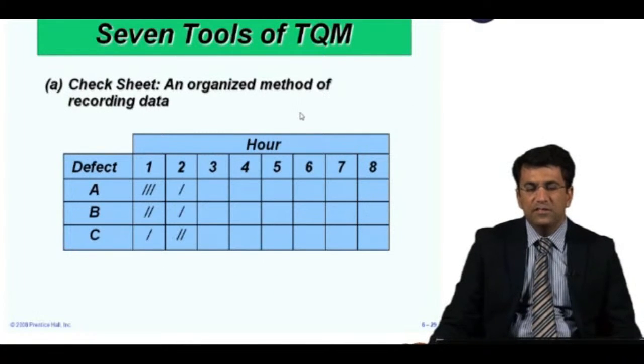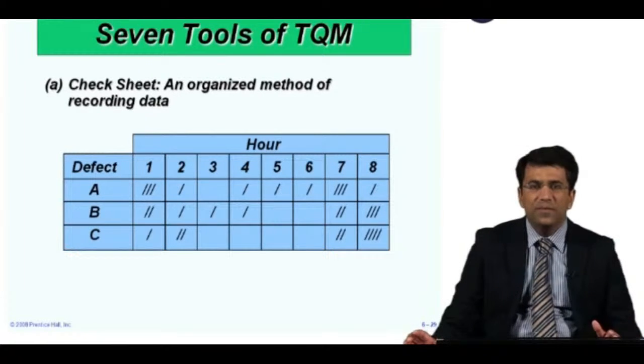The first of these 7 tools of TQM is the check sheet. Now what is a check sheet? It is an organized method of recording data. A check sheet is nothing but arranging the data in the form of a table, so that this table can give you an idea of how you can better take a decision. Suppose the variable in which we are interested is defects. We can record the defects at different hours of working at the place of operations. After filling this table, we can see at what hour there is a problem, at what hour the products are not as per standards.